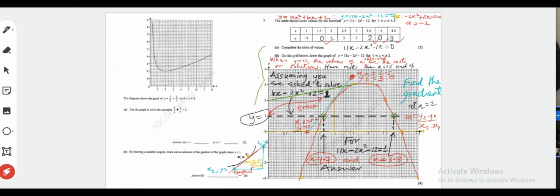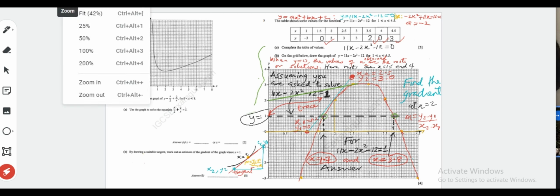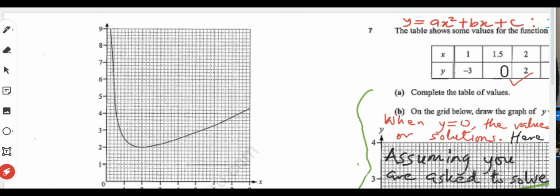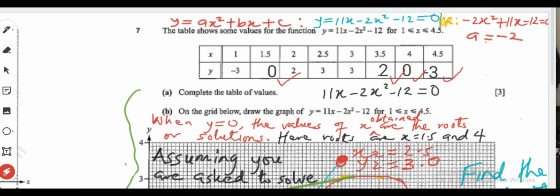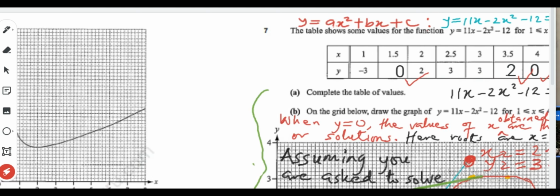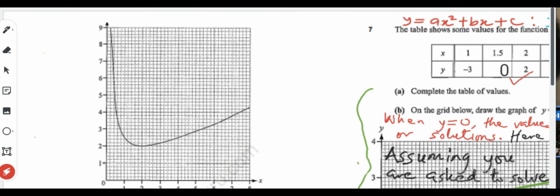Go to page 4 of 20. We've done this. I just want to review it with you so that you see what we've done before. Read out the question, please. The table shows some values for the function y equals 11x minus 2. I'm sorry. Let's do this one first, the one on the left-hand side.